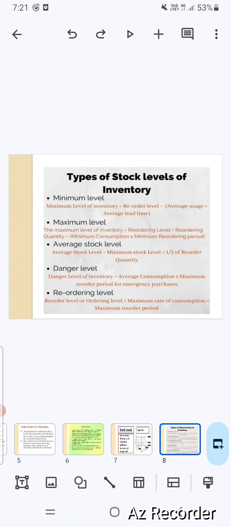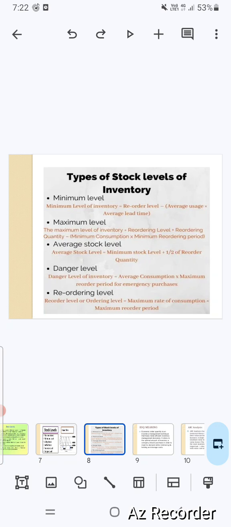Next level is average stock level. So average stock level is equal to minimum stock level plus 1 by 2 of reorder quantity. Next, danger level. Danger level of inventory is equal to average consumption into maximum reorder period for emergency purchase. Last one is reordering level. So reordering level or ordering level is equal to maximum rate of consumption into maximum reorder period.